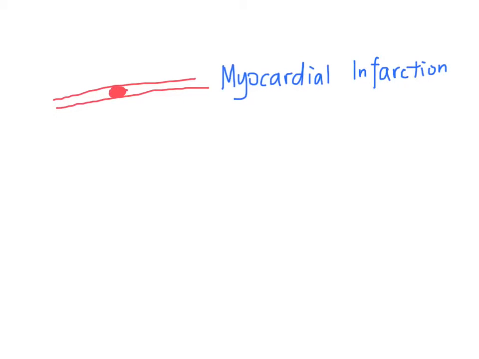ACS or acute coronary syndromes really mean a few different clinical diagnoses. They are all caused by blocked coronary arteries. It can cause irreversible damage to the myocardial cells, or myocardial infarction. If the myocardial infarction shows ST elevation on the ECG, it is known as ST elevation MI or STEMI. And if it does not show ST elevation on the ECG, it's known as a non-STEMI.